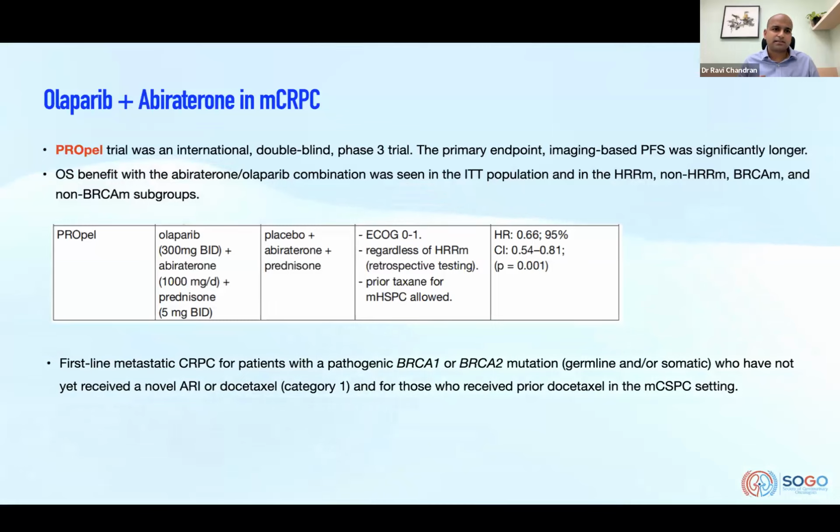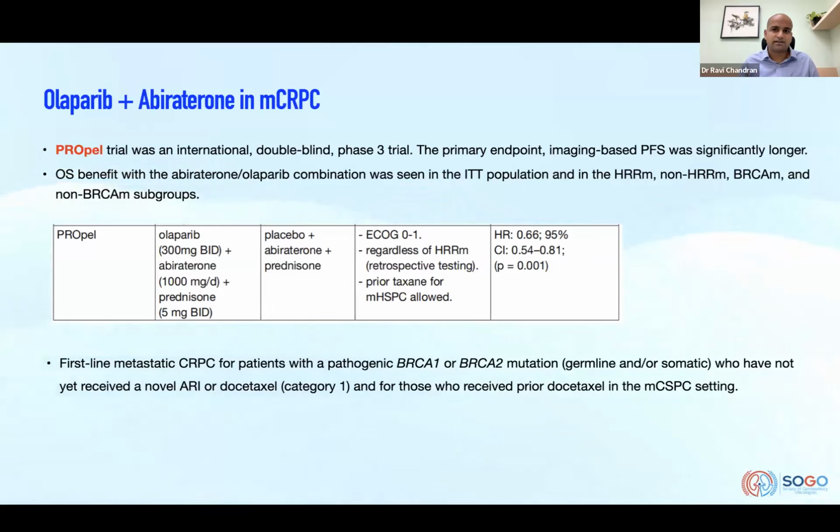In this study, the combination of olaparib and abiraterone was used. All these PARP inhibitors come in a tablet format. Olaparib 300 milligram BD, along with abiraterone, versus placebo plus abiraterone, was evaluated regardless of HRR mutation. However, there was a substratification based on these mutation levels and analysis was done.